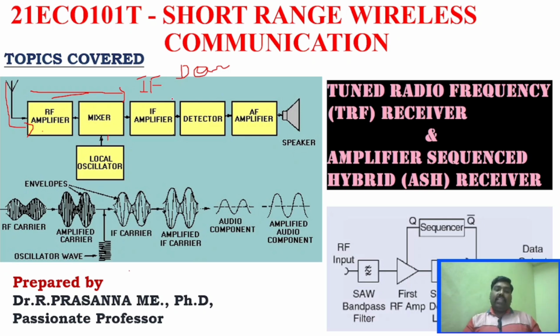From that IF signal, you can see here, it is sent to the detector where it performs the detection process. It will detect the original message component. Say for example, if it is an audio component, we will detect the original component, and if needed, we can amplify that, right? So this is the common operation for almost all receivers, right?